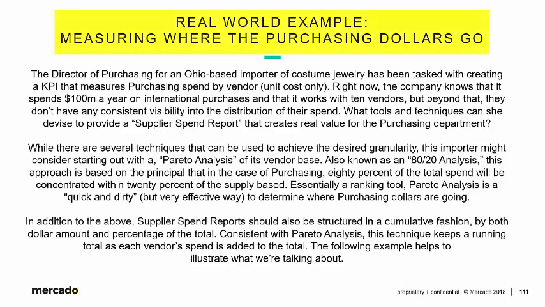Let's roll out a real-world example to illustrate some of these points. In this one, measuring where the purchasing dollars go. The director of purchasing for an Ohio-based importer of costume jewelry has been tasked with creating a KPI that measures purchasing spend by vendor, unit cost only. Right now, the company knows that it spends $100 million a year on international purchases and that it works with 10 vendors. But beyond that, they don't have any consistent visibility into the distribution of their spend.